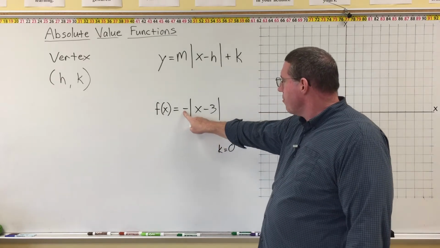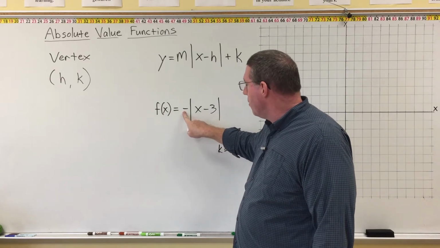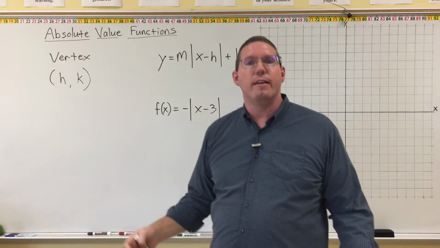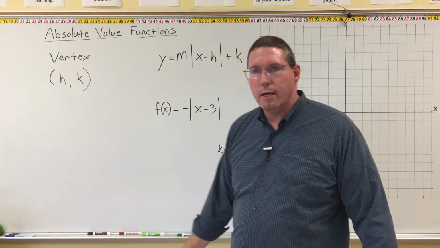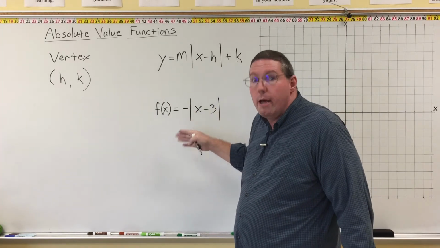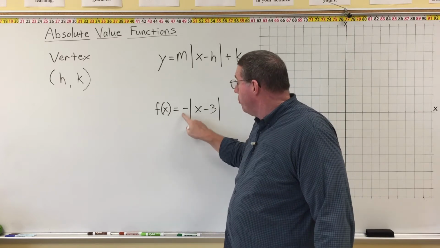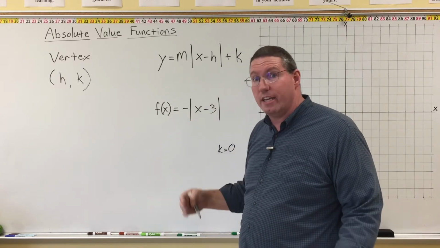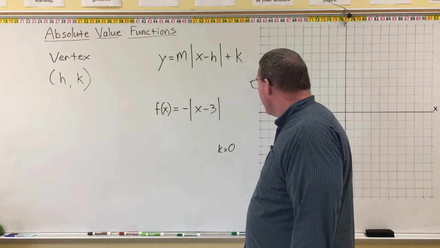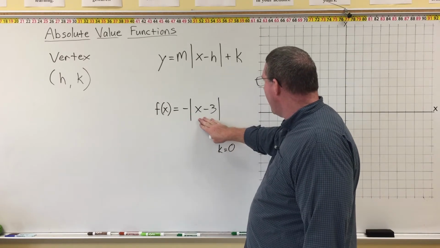Up here, you may say, well, there's a negative in front of the absolute value symbol where the m is supposed to be. Well, that just means that m is negative 1, right? Okay, so we don't put 1s there. When m is equal to 1, we don't write the 1. But if it is a negative 1, we do have to put a negative sign there to indicate that m is negative 1, okay? All right, so we know what k is. Now we just got to figure out h.